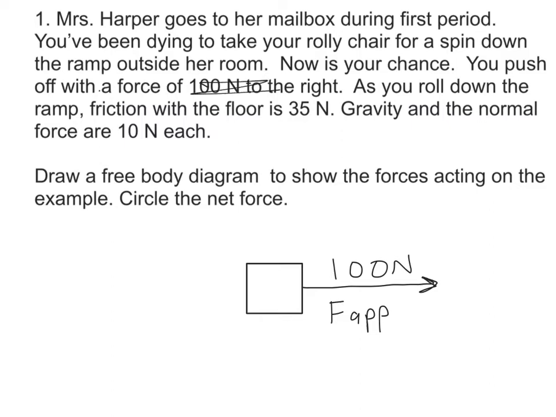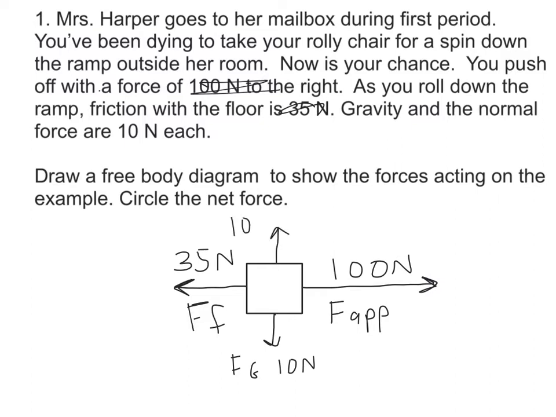As you roll down the ramp, friction with the floor is 35 newtons. So I'm going to draw my 35 newtons to the left for my force of friction, because that is what goes against the force applied. Force of gravity pulls down with the force of 10. And the normal force pushes back up against the force of gravity with the force of 10 newtons.